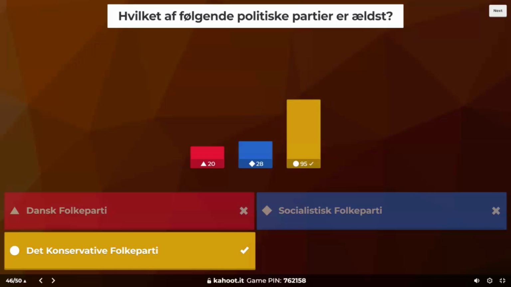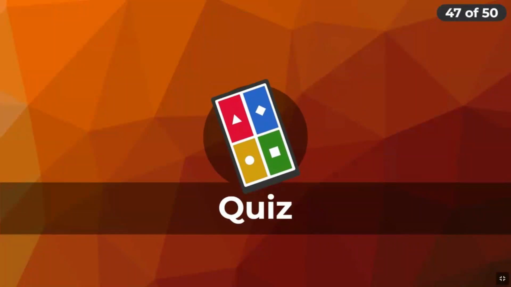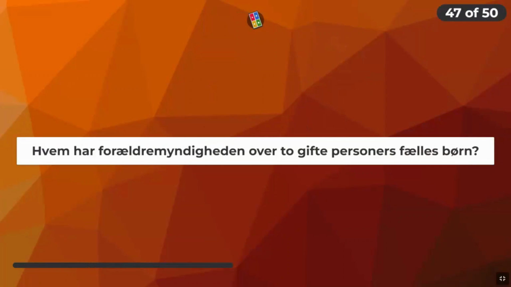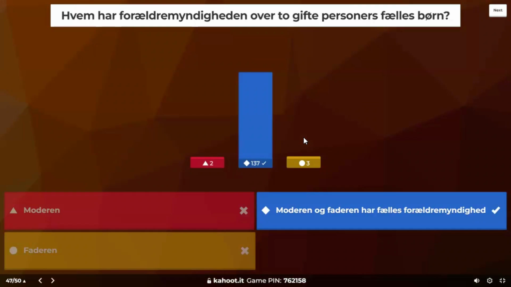The second half of the 1800s, Anders Wilhelmsen. I think I've explained this before. 36 people got this wrong. Get it right next time. Next one. Who fell out? Can't remember. Mohamed Ahmed is making a comeback with three in a row. Excellent. Next one.